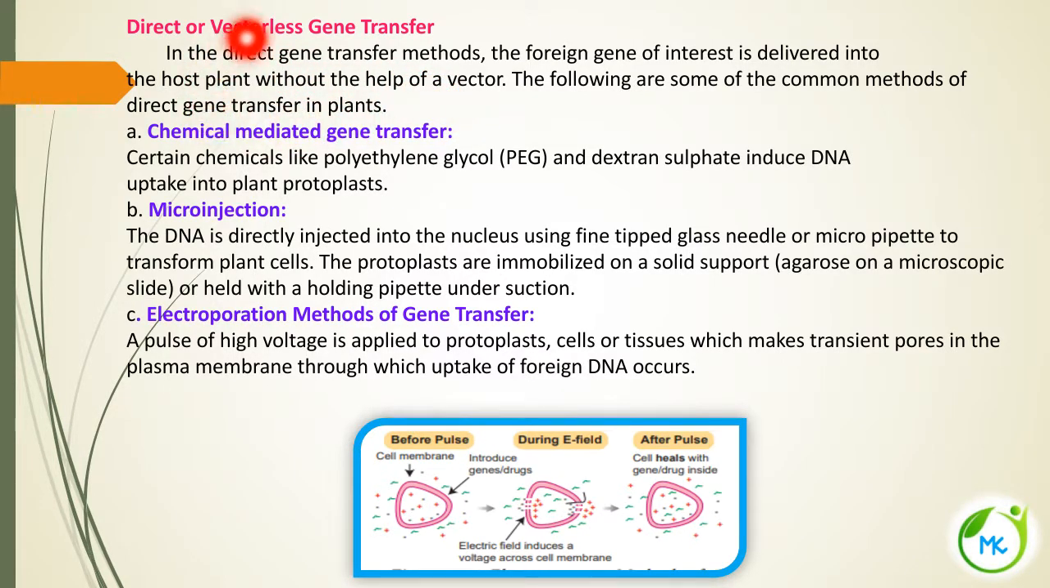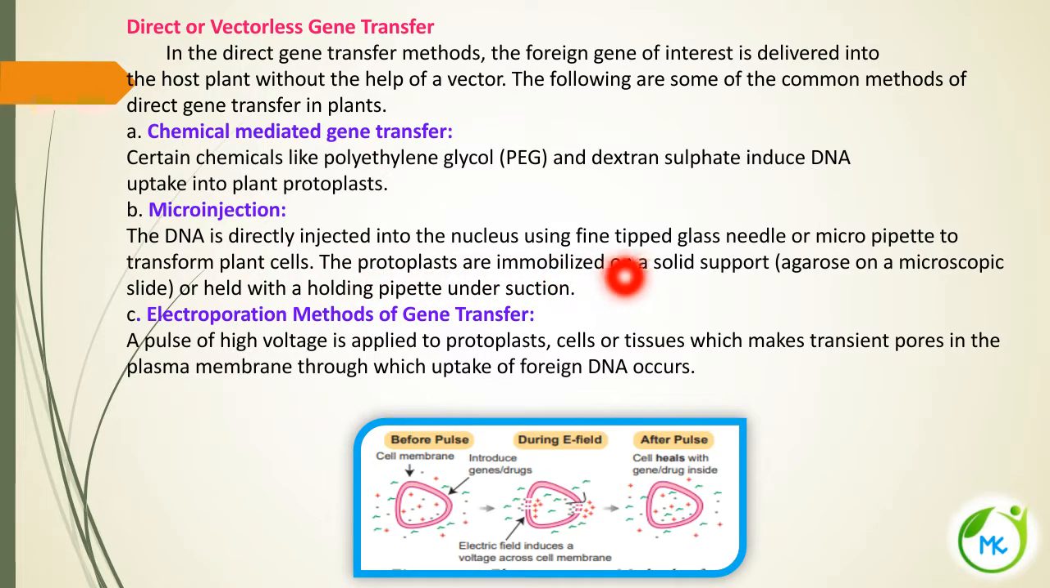Under the direct process, the common methods that are employed are, number one, chemical mediated gene transfer. Certain chemical substances can be used, for example polyethylene glycol, PEG, and dextran sulfate, which can induce the DNA uptake into the plant protoplast. Microinjection is nothing but using a fine tipped glass needle, so that the DNA is directly inserted into the nucleus to transform the plant cells.